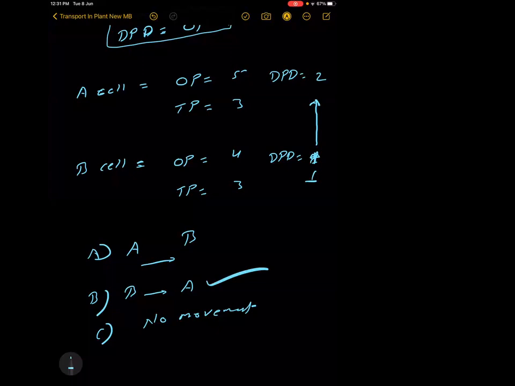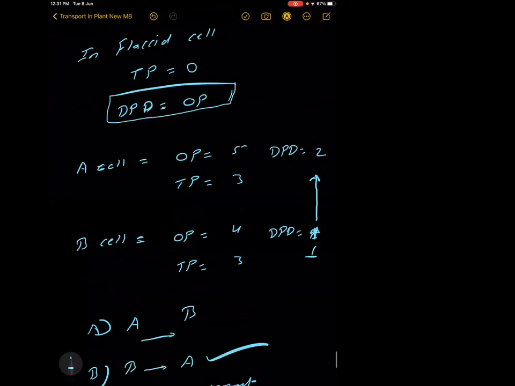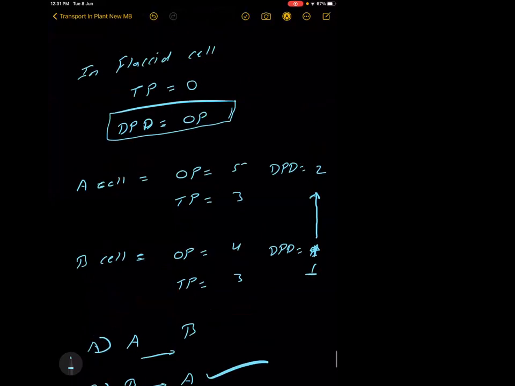Sir, in flaccid cell, why TP is 0, sir? Why DPD? DPD is equal to 0 now. In flaccid cell. Flaccid cell, it means what? It means DPD is equal to 0. Not DP is equal to 0. This is TP is equal to 0, not DPD. In flaccid cell, there is no entry of water.